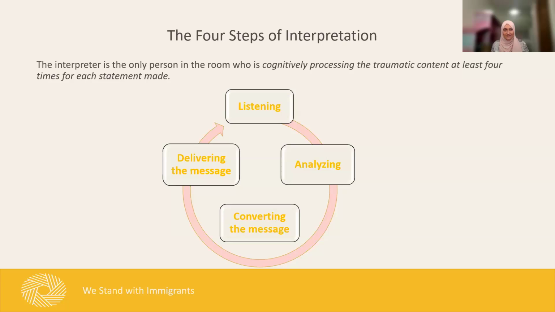So what does this mean? It means that the interpreter is the only person in the room who is cognitively processing the traumatic content at least four times for each statement made. So imagine this. The client is just saying it once, the provider is hearing it once, but the interpreter is processing it four times, given the process following the four steps of interpretation.